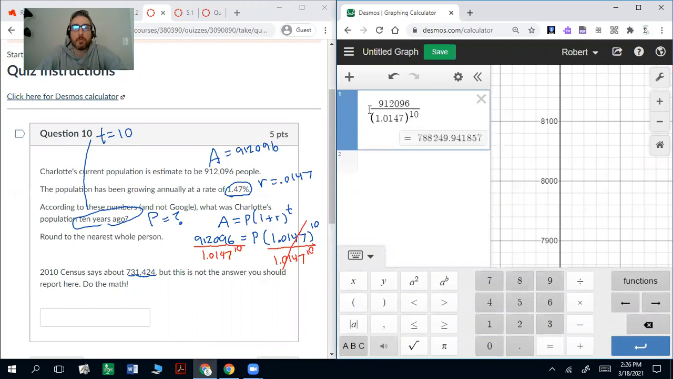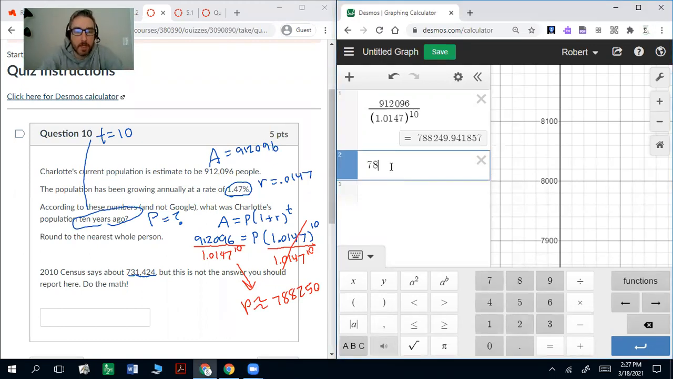It's only going to raise that bottom number to the 10th power. So you'll see your initial amount, which was 788,249.9. So I'm going to round that to approximately 788,250. Now it's a little bit higher than what the actual number was, but it's not too far off. We can double check that. If you do 788,250, in parentheses, you do the 1.0147 and raise it to the 10th power, you get about 912,096. So it gets you back to where it should be. So the division worked.